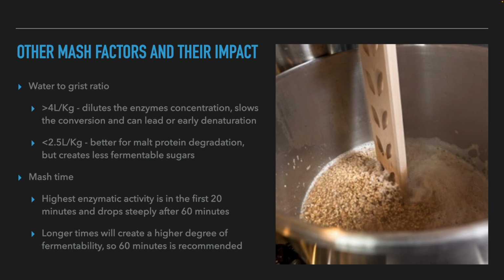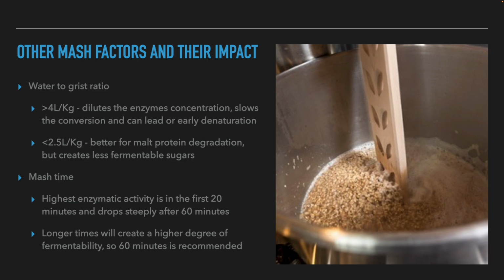In addition to the pH and the degree of the crush, the brewer should also consider the water to grist ratio. At above 4 liters per kilogram, it will dilute the enzyme concentration, resulting in slower conversion and leading to denaturation before they were able to complete the conversion. At below 2.5 liters per kilogram, the mash will be too thick and allow the enzymes to work fast, but it will create less fermentable sugars.